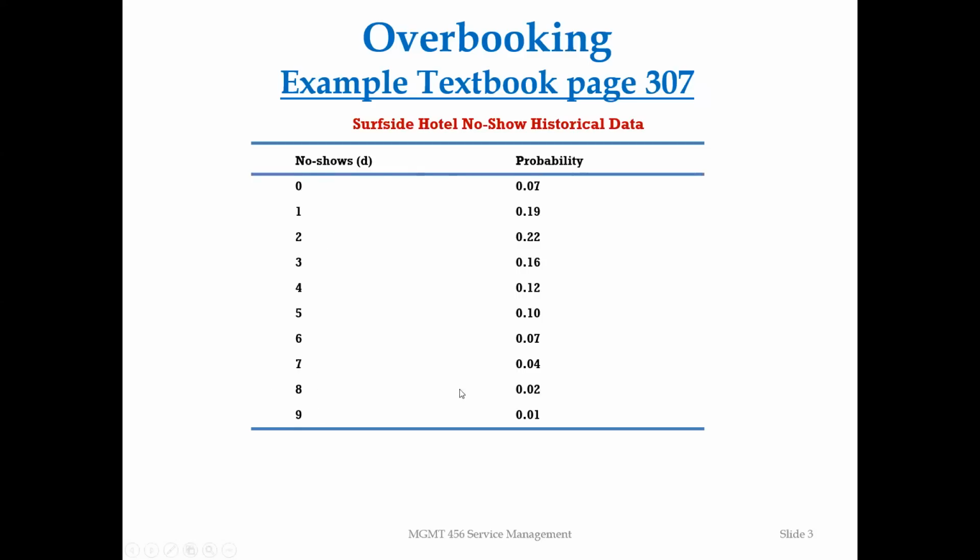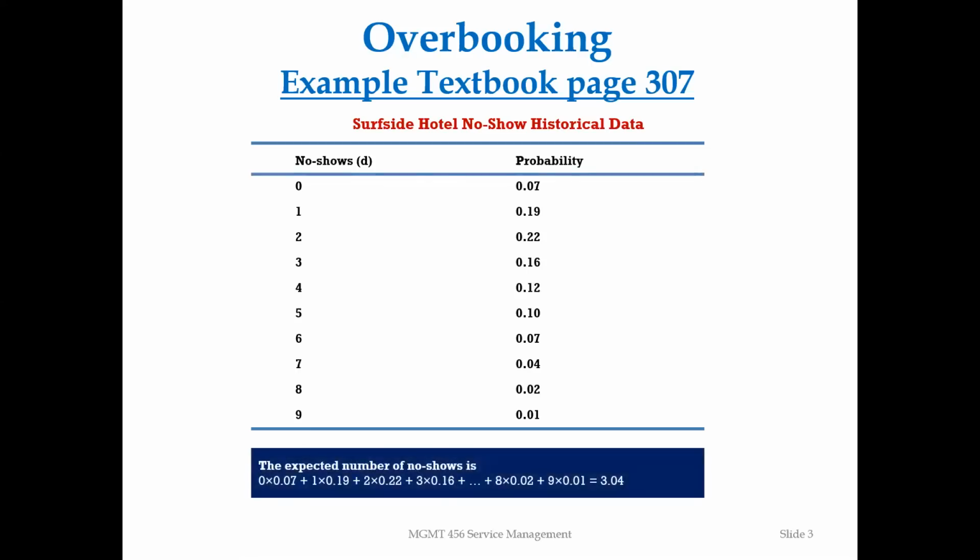This is historical data, so I have different situations. How likely is each situation to occur? This is the corresponding probability. With probability 0.07, in other words a 7% probability, everybody shows up. There are 0 no-shows. With probability 0.19, in other words 19% of the time, there is 1 no-show, and 22% of the time, 2 no-shows, 16% of the time, 3 no-shows. These are the corresponding probabilities for the number of no-shows. This table comes from historical data, so you need to record the data in order to determine the optimal overbooking limit.